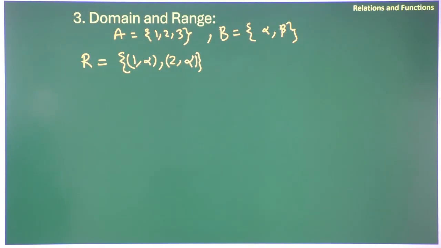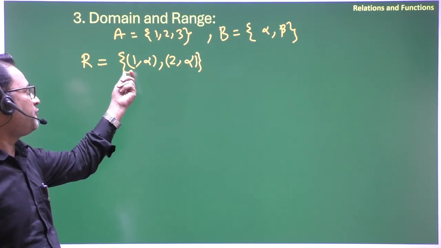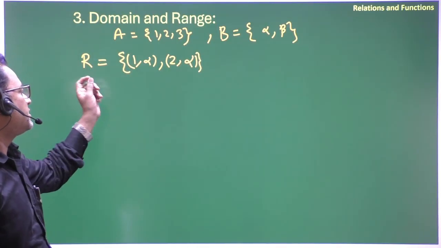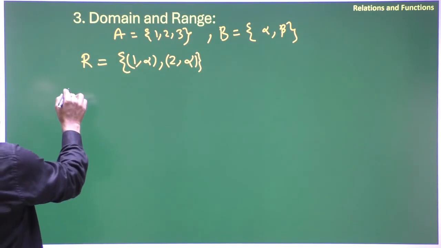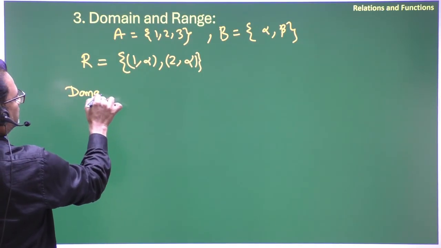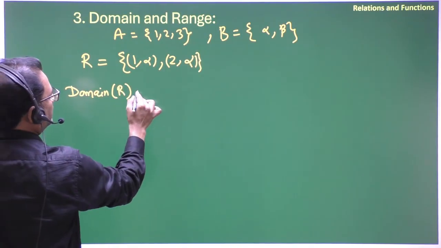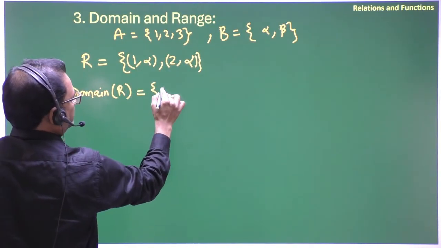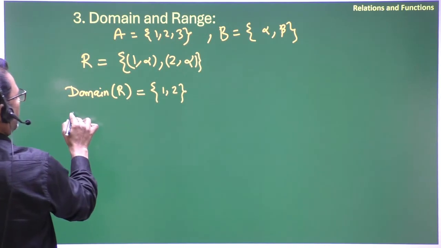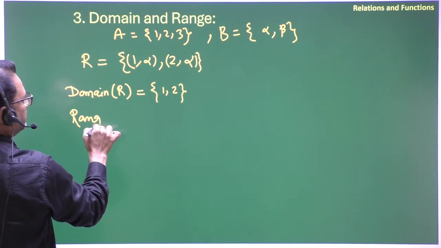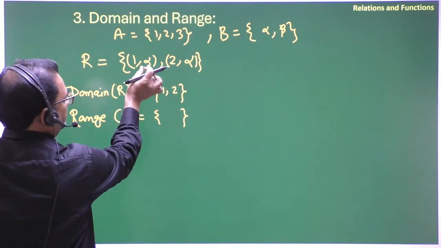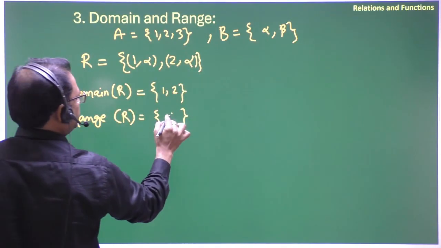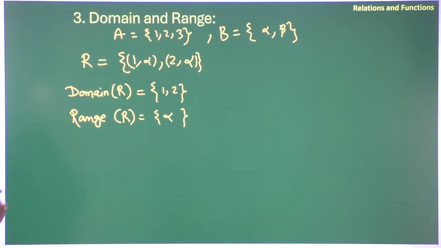Now what is the domain of the relation? In the relation, in the ordered pairs, the collection of all the first components is called the domain. So the domain of the relation R will be the set of all first components, that is 1 and 2. If I ask you what is the range of this relation R, it is the set of all second components of your relation, that is alpha. So this is the domain, and this is the range of the given relation.